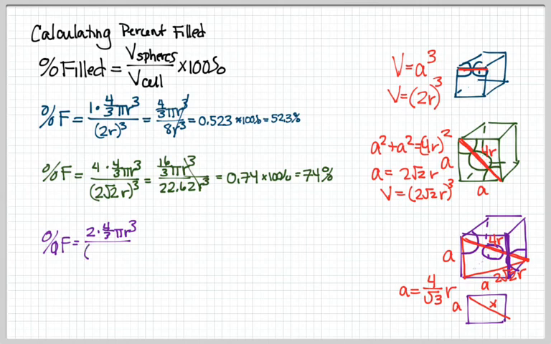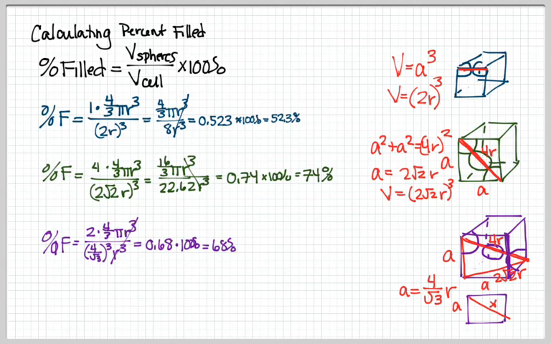You can remember what middle school or high school you thought about geometry, but we're going to work this back to 4 divided by the square root of 3 quantity cubed times r cubed. So once again, r cancels, and if we collapse all of those constants, we will see that our fraction is 0.68 times 100%, which means that 68% of a body-centered cube is filled with atoms.